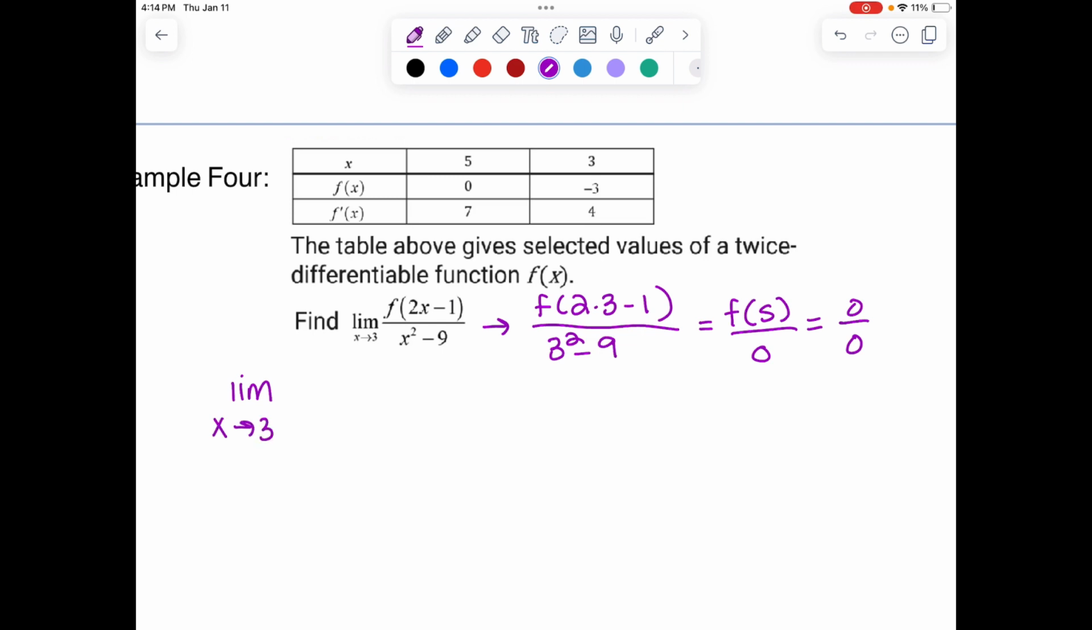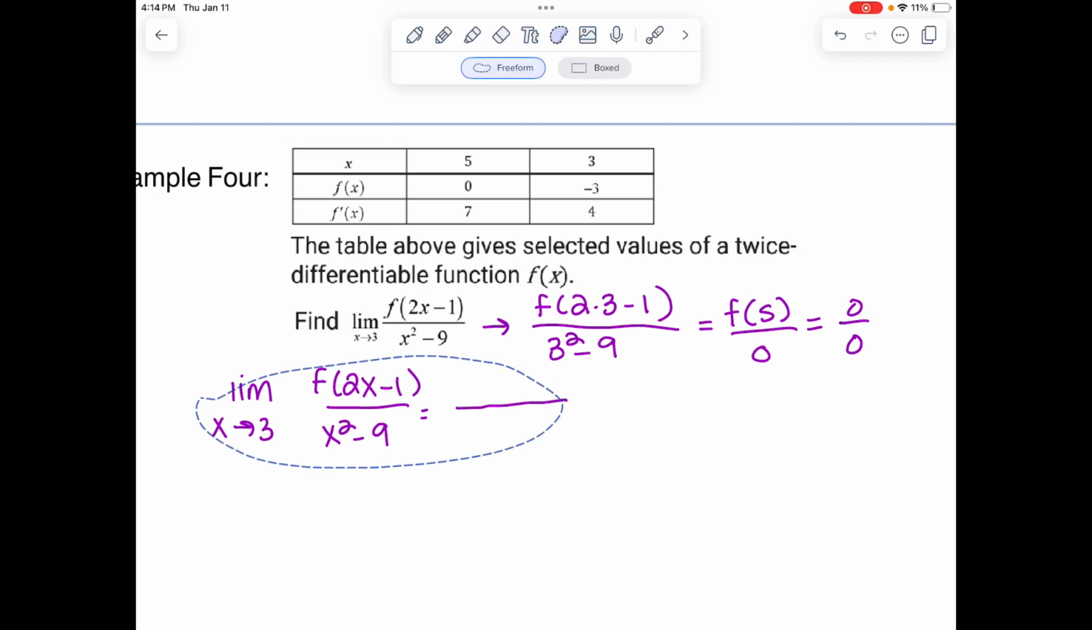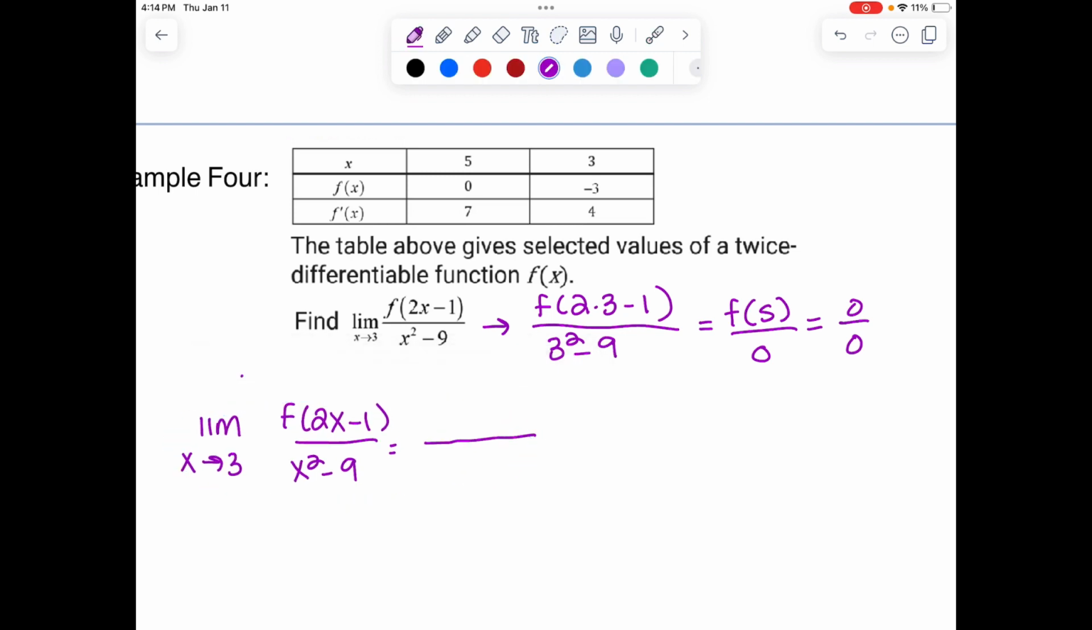So what I'm going to do is take the derivative of the numerator and the denominator and see if that helps me find the limit. So let's start with the denominator because it's easier. The derivative of that denominator is 2x.